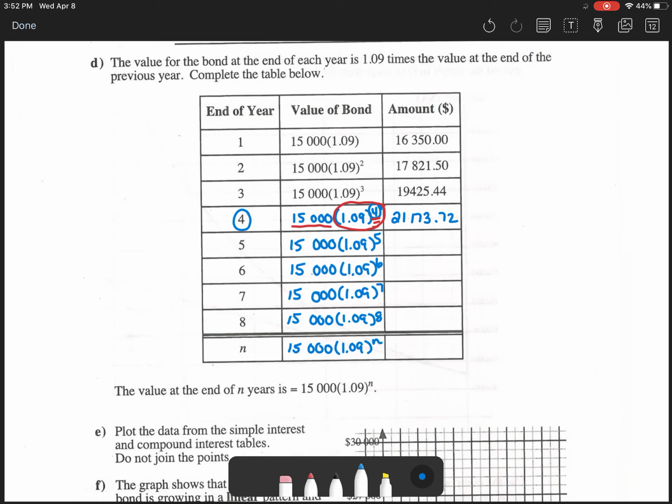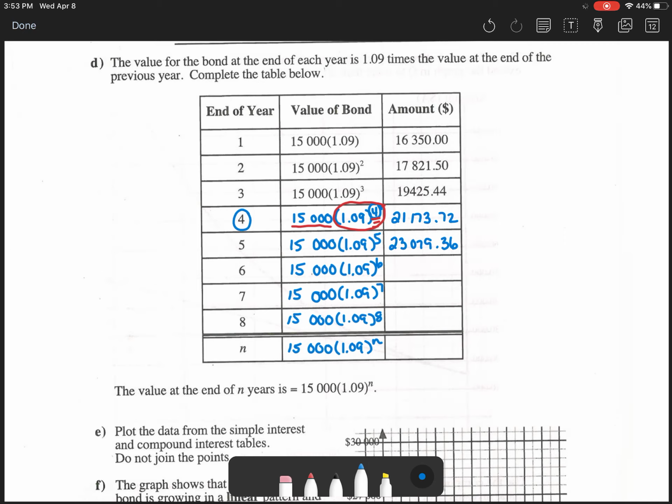When you do that, what I get as my answer is going to be $21,173.72. When I move on to year 5, again, I want to do the 1.09 to the exponent of 5 first. Take that value and multiply it by the 15,000, and that will give me a total of $23,079.36. So I use that same process the whole way through the chart.